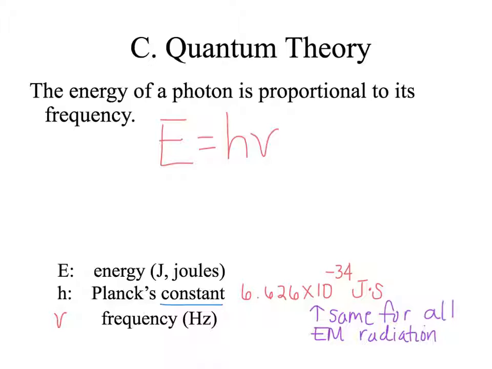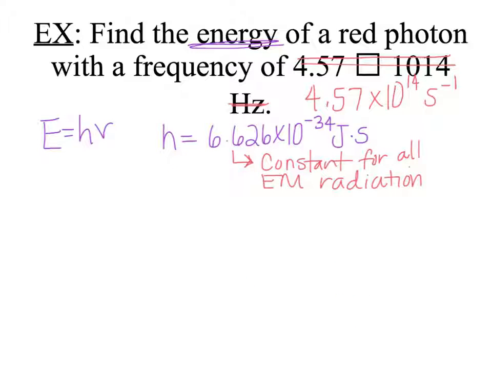All right, so let's get ready to use this equation. So this example says find the energy of a red photon with the frequency of 4.57 times 10 to the 14th seconds minus 1, which is the hertz. We need to keep remembering that. So this is simply plug it in and go. We don't even need to rearrange anything.